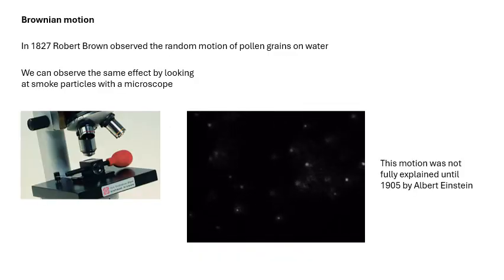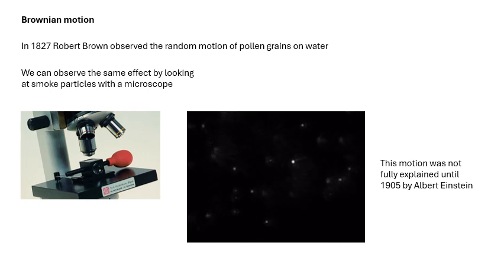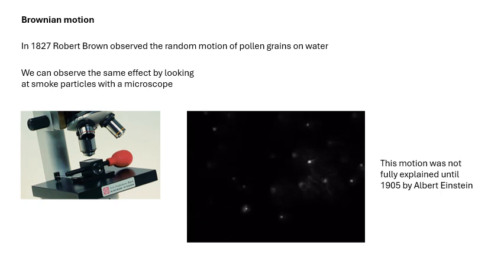Okay, Brownian motion. What's Brownian motion? Well, in 1827, Robert Brown observed the random motion of pollen grains on water. So he saw these little pollen grains jiggling about on the water, and he couldn't really explain it. He thought maybe they were alive or something like that.